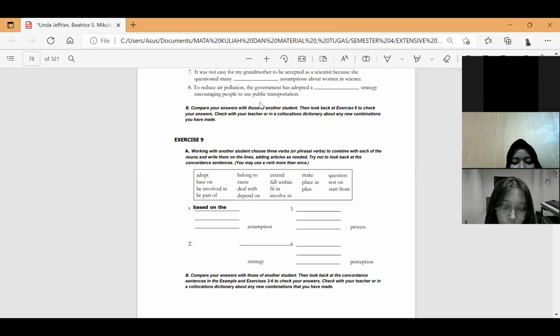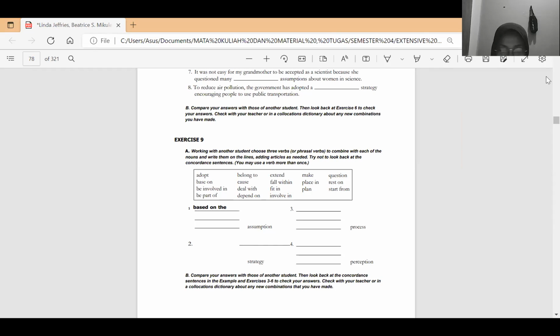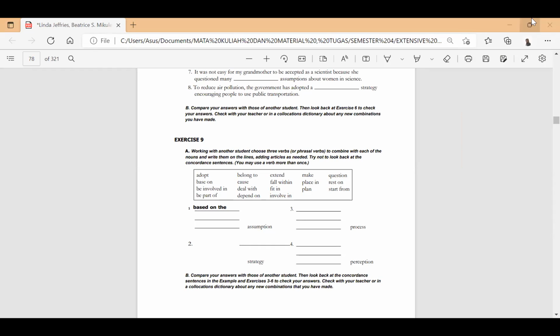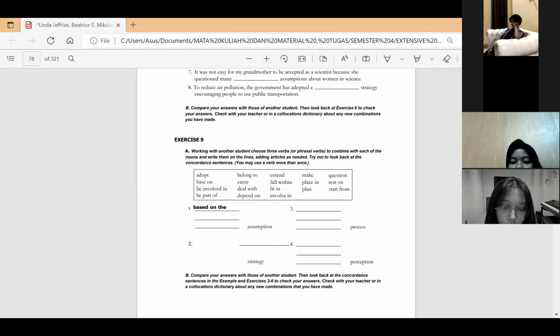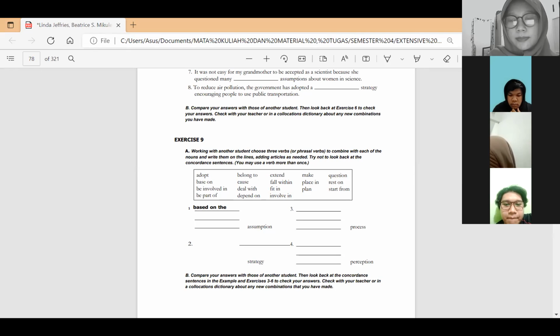Okay, Alya, can I? Yeah, of course. Exercise 9. Working with another student, choose 3 verbs or phrasal verbs to combine with each of the nouns and write them on the lines, adding articles as needed. Try not to look back at the concordance sentence.